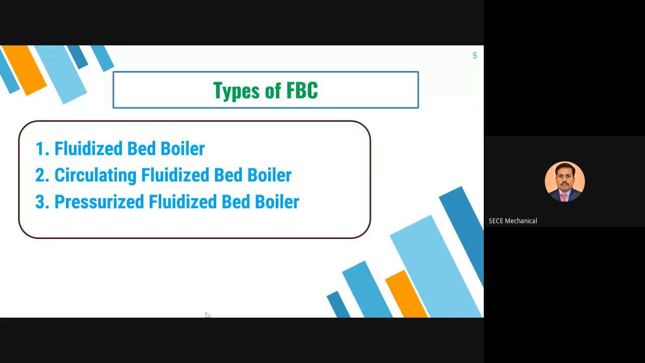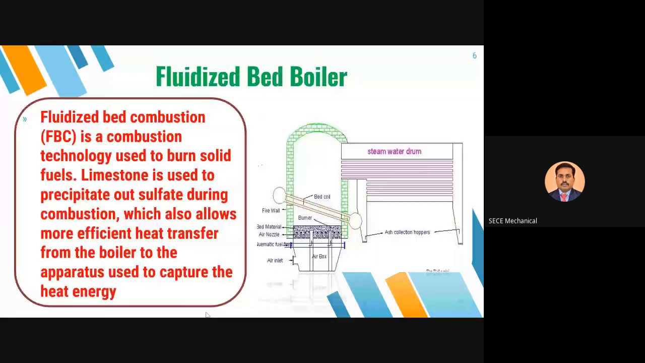The second one is circulating fluidized bed boiler, and the third one is pressurized fluid bed boiler. The first one we already discussed. Now we move to the second one, circulating fluidized bed boiler. In the first slide itself, we discussed that along with coal and limestone, we supply the air, so we create the fluidized effect in the furnace area. So this is the general fluid bed boiler.